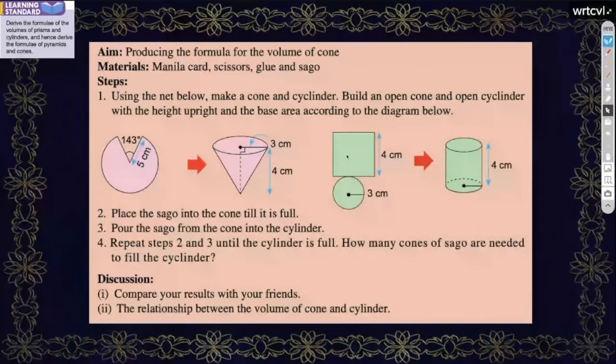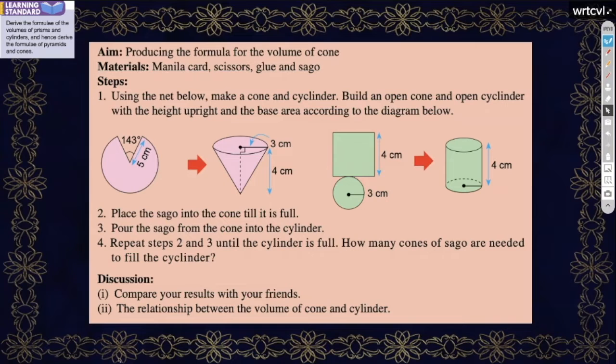Okay, so actually the activity here asks you to prove how to get the volume of a cone, relating it to the cylinder. You must follow the net. This is a net to get a cone, but without the lid. It's an open cone and an open cylinder. Then how to do? I said at home you don't have sago, right? Then you use rice. Place the rice into the cone until it's full, then pour into the cylinder. So how many times do you do the same steps? So from here, actually, if you try, normally it is what?